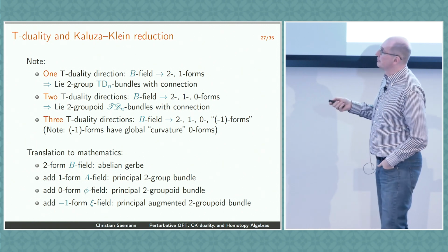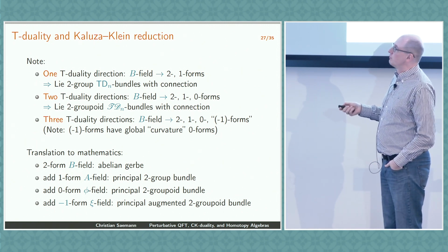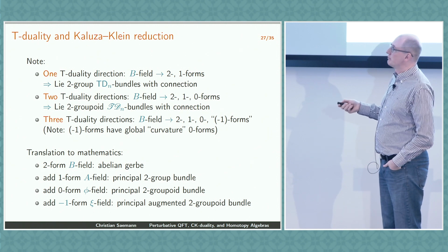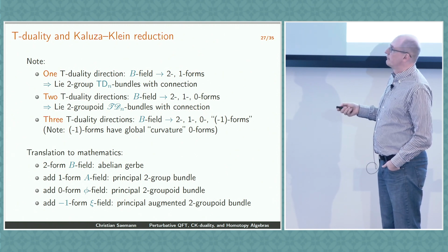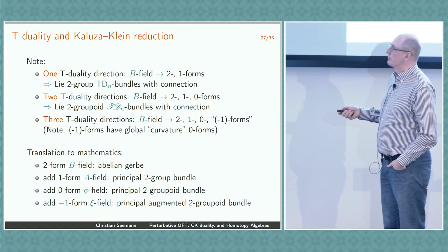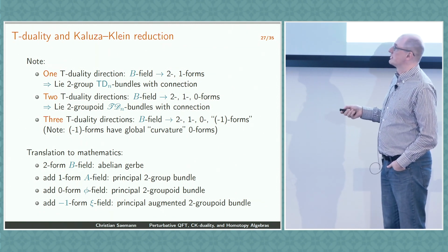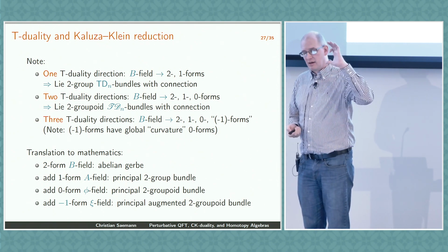Okay, so translation to mathematics, as we saw, if you just have 2-forms, it's an abelian gerbe. If I have also 1-forms, then I have a principal 2-group bundle, right? So a 2-group gives me 2-forms and 1-forms. If I have also 0-form fields, so scalars, I get a principal 2-groupoid bundle, and an additional -1-form field, a psi field, gives me principal augmented 2-groupoid bundles. Okay, so these are the ideas, right? And now what we have to do is work this out and see if we can actually make all of this work, right?